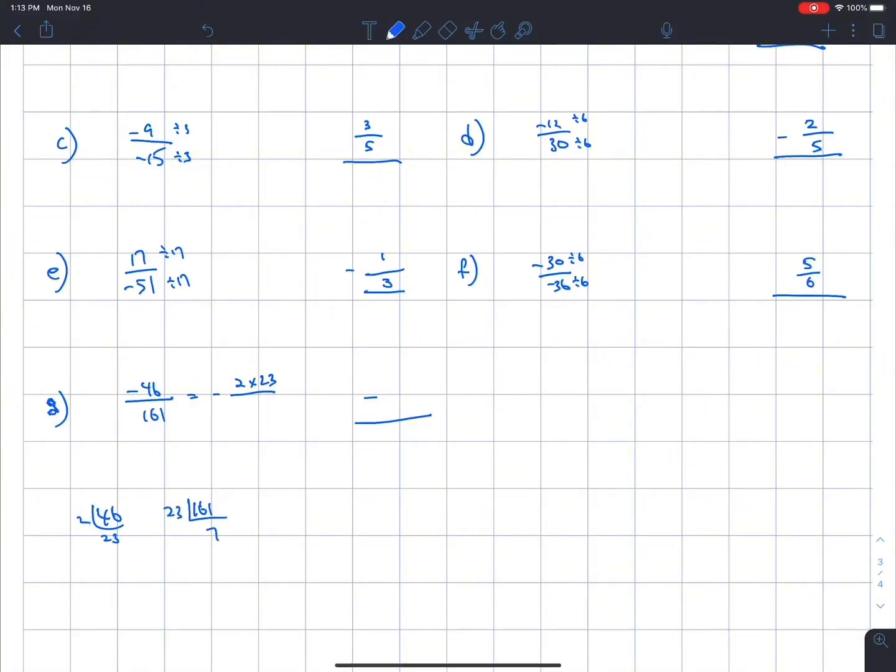So I think it should be 7. 23 times 7 is 161. Yeah, so it is 7. So just 7 times 23. And now I'm able to cross out the 23 with the 23. The reason why I know it's 7 is because 3 times 7 is 21. So I was just focusing on the ones digit when I'm guessing. Okay, so my answer is negative 2 over 7.